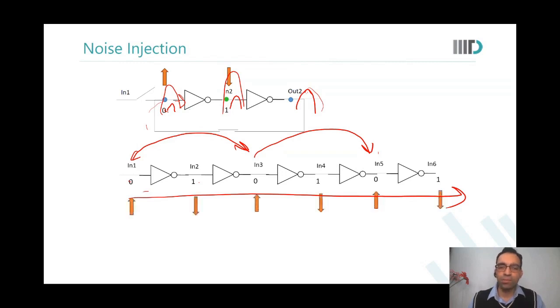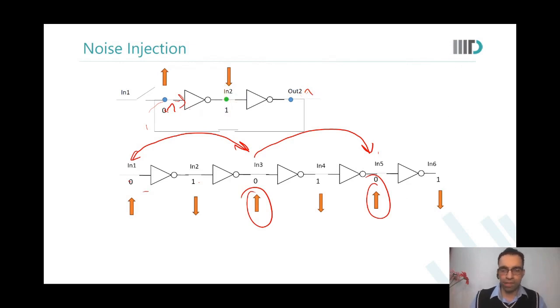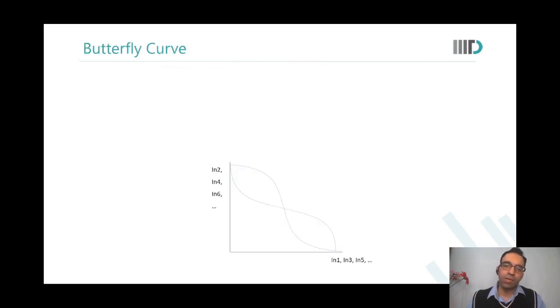So what happens now? It means that if N1 was given a positive noise, then N3 also is given a positive noise, and N5 also is given a positive noise. And the same applies for N2, N4, and N6. That will be the worst case. Am I right? Yes, sir. Now, if we plot the butterfly curve, see, this will be N1, N3, N5, this will be N2, N4, N6, and so on.